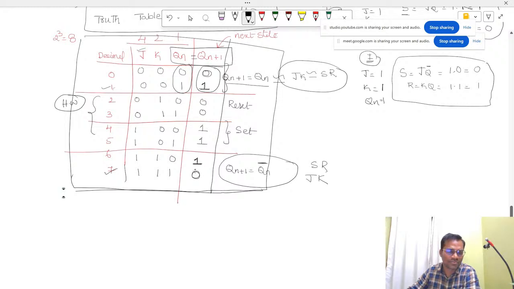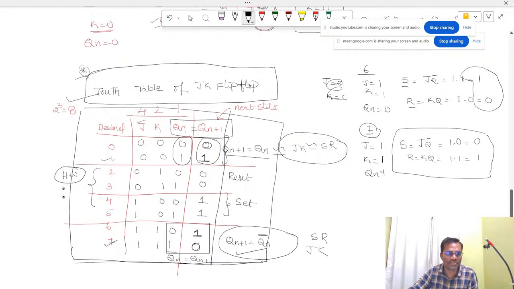Okay. So what you understand from here is, I have to link the present state with the past state. How can I link both? This is qn plus 1. This is qn. Both are not the same. Both are different. So qn plus 1 is equal to q bar. This is what I'm going to get. So this table you should remember.